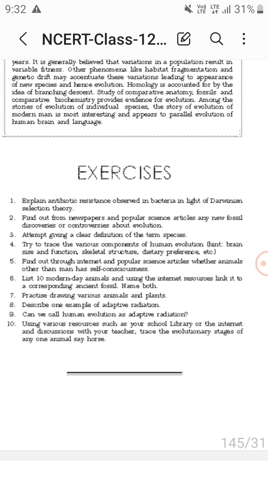Find out from newspapers and popular science articles any new fossil discoveries or controversies about evolution.